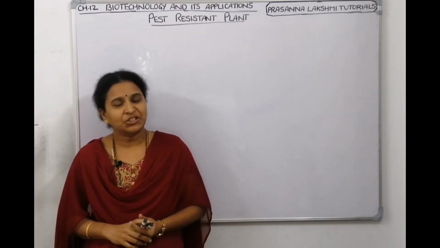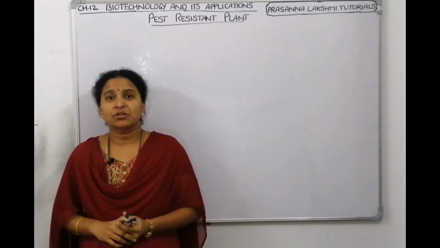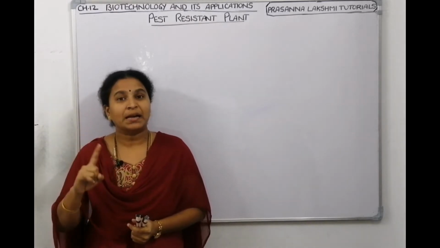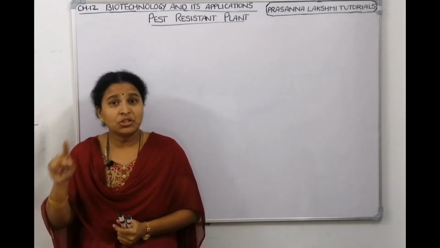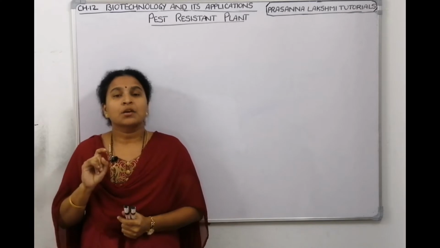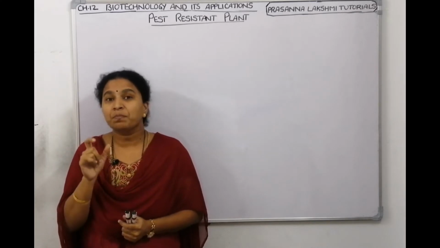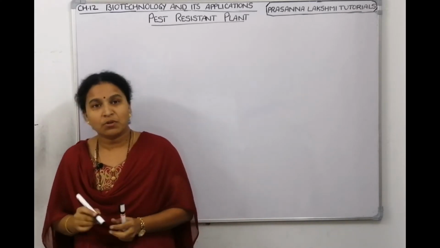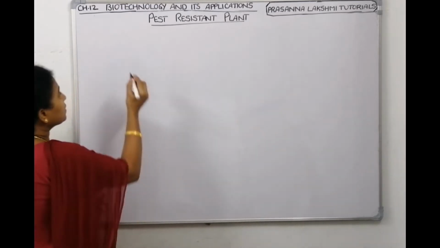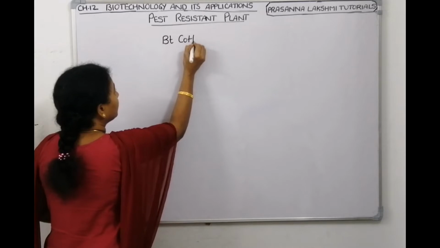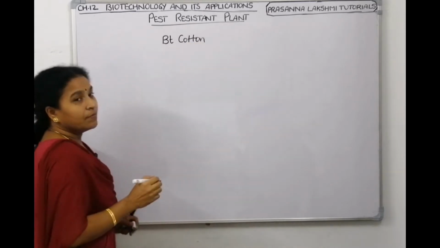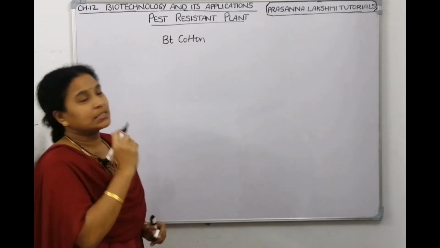Talking about transgenic plants. In the previous lecture, we talked about a transgenic plant called Bt cotton. That Bt cotton has some genes which can kill the insects, because Bt cotton can produce Bt toxin, right? So that's what we studied yesterday. In the previous lecture, we studied the production of Bt cotton.